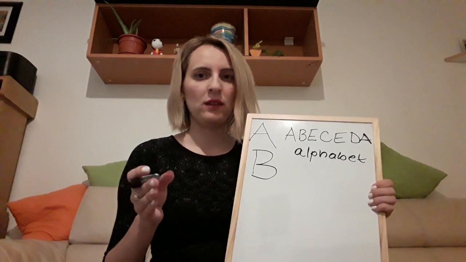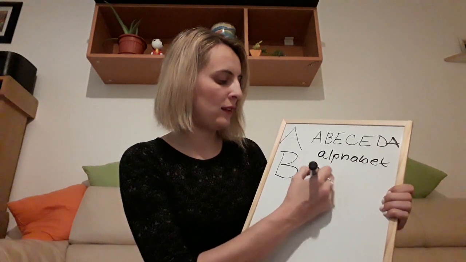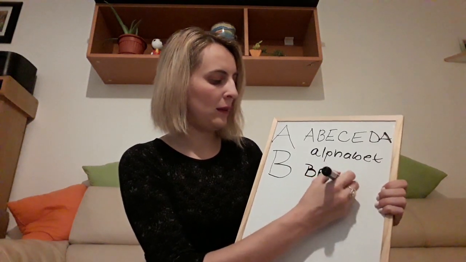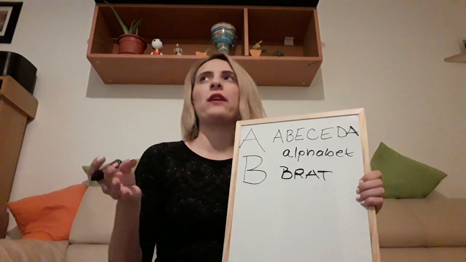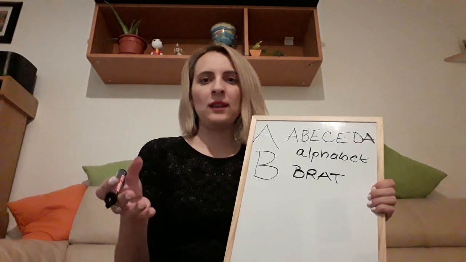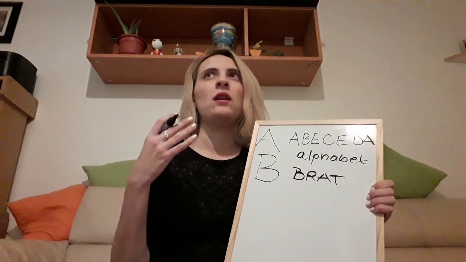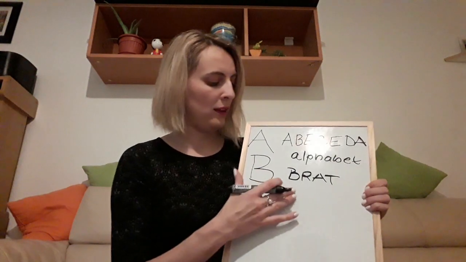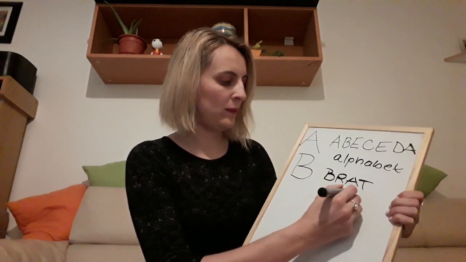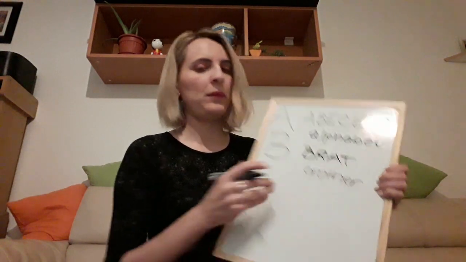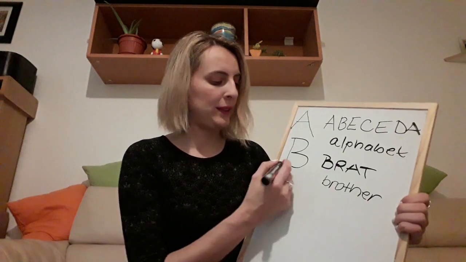So the second letter we will have is B, or in Interslavic language it is B. So the second word is brat. Brat. So B, for example, like body in English, or like boy in English. So B. Brat means brother. Brother, okay?